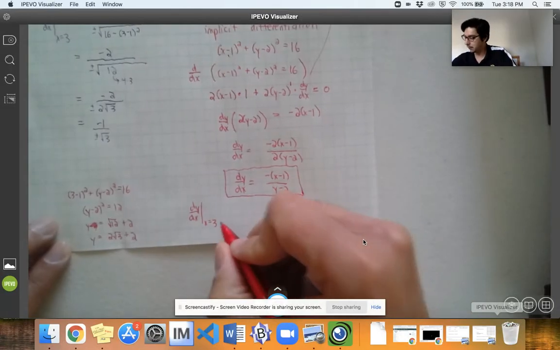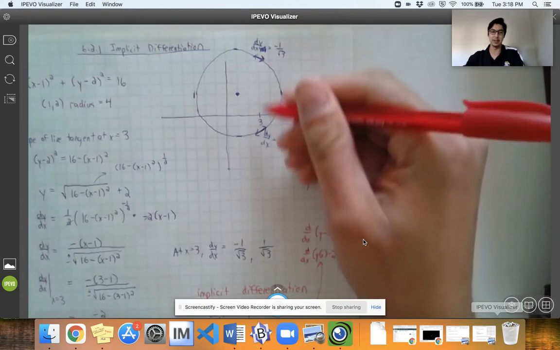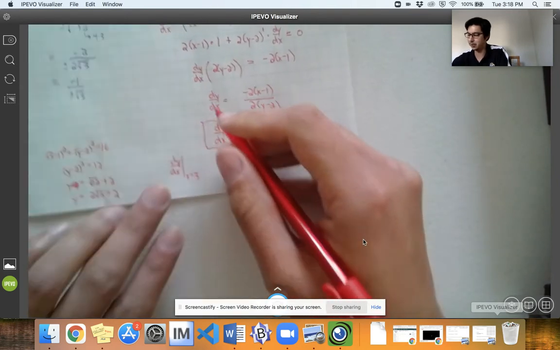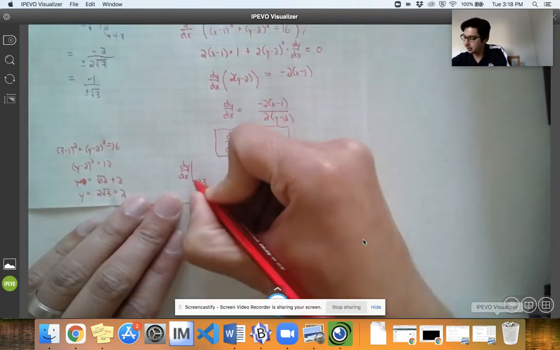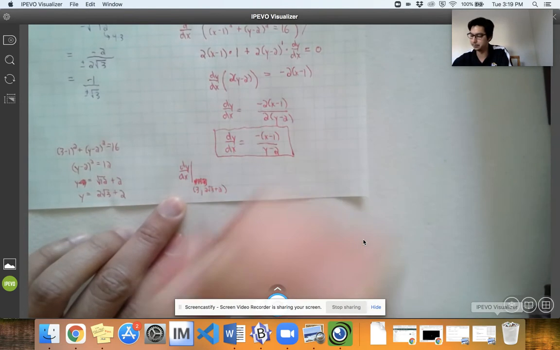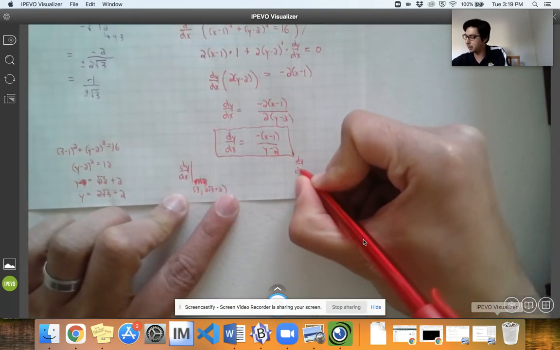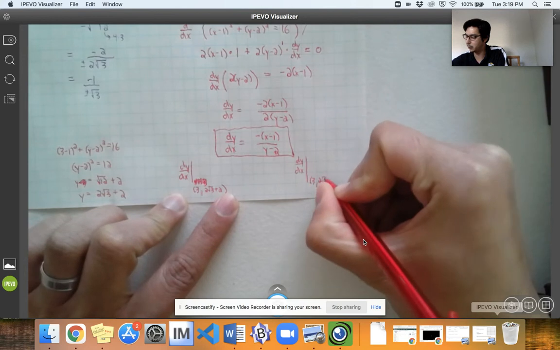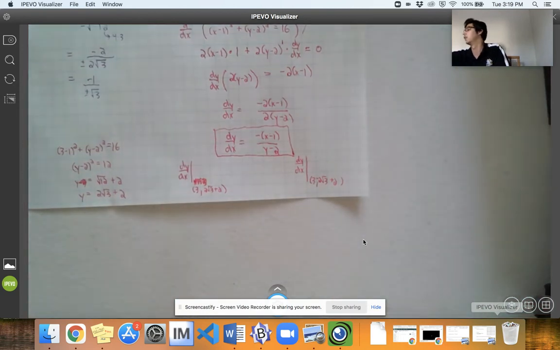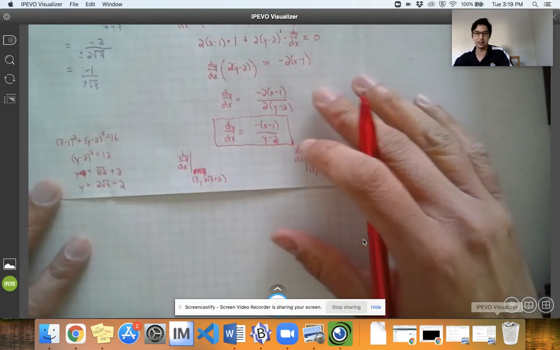So if I was to find it at x = 3, technically, there are two slopes I have to find it at. The positive y value and the negative y value that goes with 3. So when I say x = 3, it's not really just x = 3. It's actually find the derivative at (3, 2 root 3 + 2). And then the other one, find the derivative at (3, -2 root 3 + 2) to account for the bottom point of that circle.